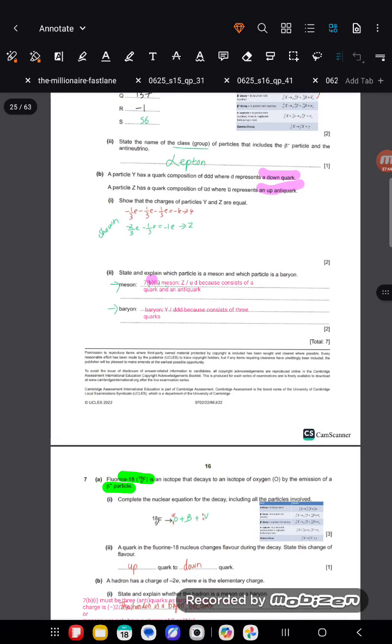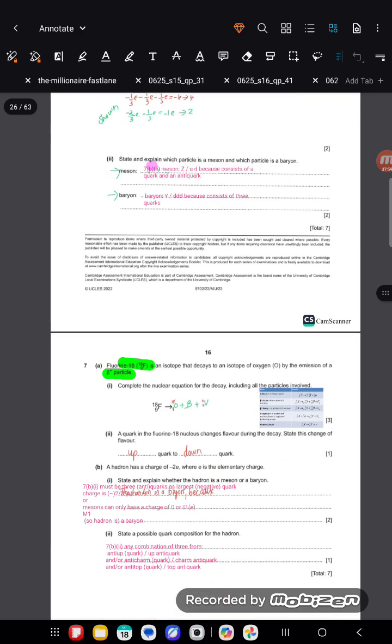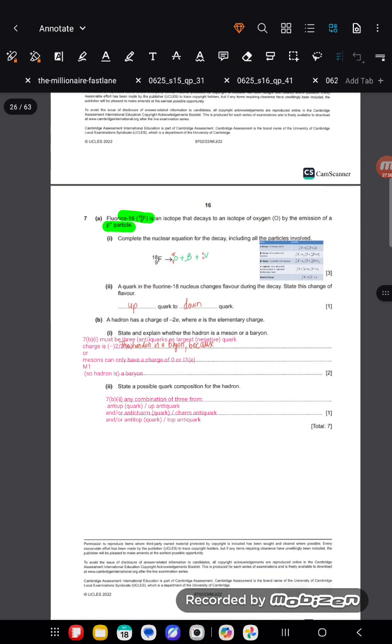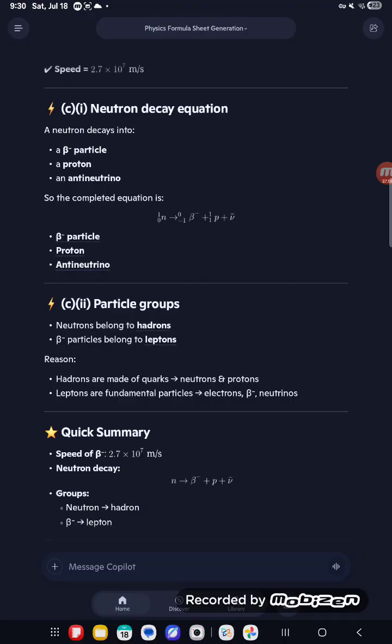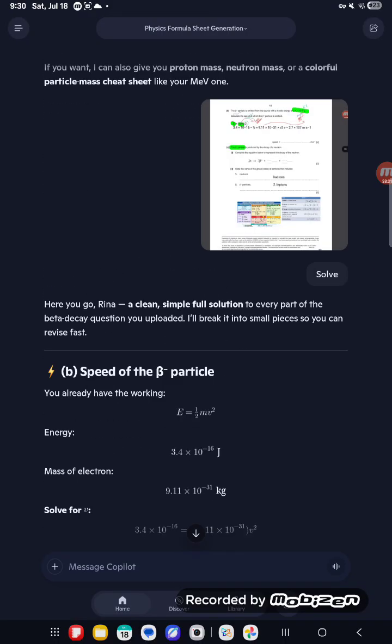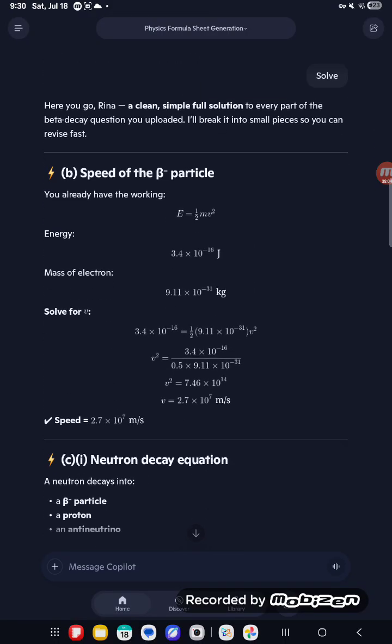But for beta, you have to multiply with the mass of electron, not the mass of proton, because there's no proton. The mass of electron is 9.11 into 10 raised to minus 31, right? This is the mass of electron. For alpha it was like proton, so you have to multiply with the mass of proton, 4 times the mass of proton.